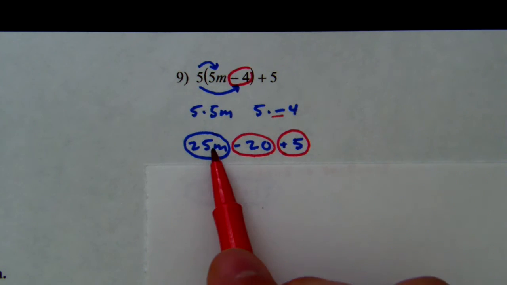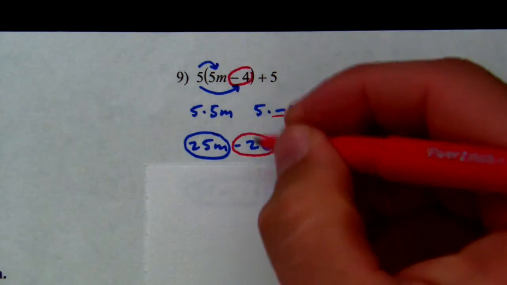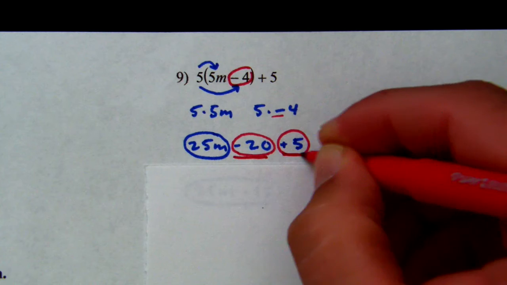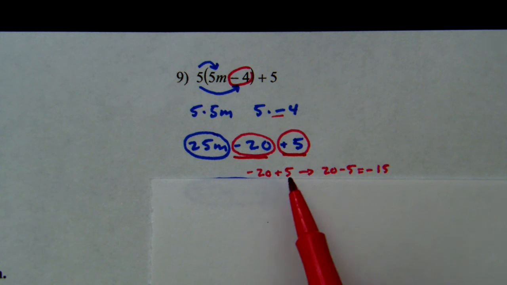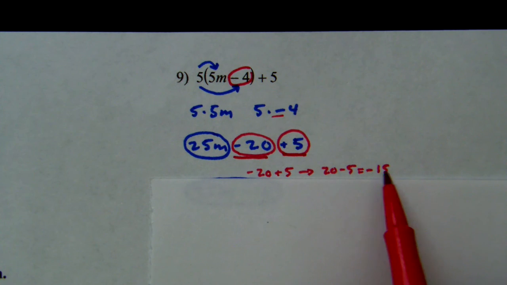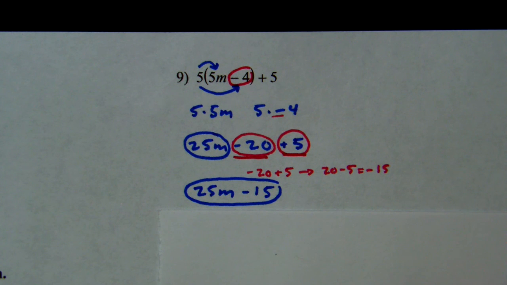So we circle the terms with a variable. We can circle the terms without a variable in a different color, or if you don't have another color, you can just underline the terms without the variable. So following addition and subtraction rules, negative 20 plus 5. We subtract 20 minus 5. We keep the sign of the larger number, which is a negative. So our final answer, 25n minus 15.